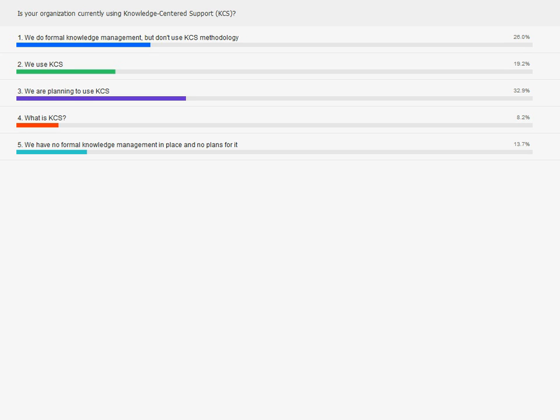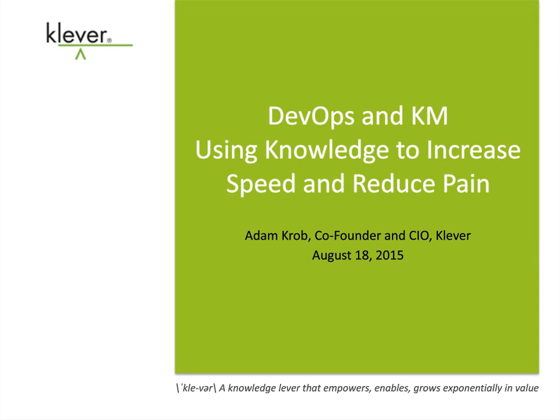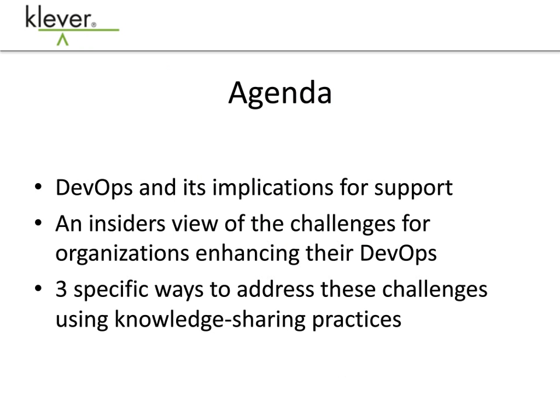All right. Thanks, Roy. And let me just advance the slides up to the beginning of the talk, and we'll get started. So this is DevOps plus knowledge management. It's using knowledge to increase speed and reduce pain. Let me talk to you quickly through the agenda, and then we'll get into the meat of it. So what I want to do is talk about 3 specific areas. First is to give those of you who may not know what DevOps is a little bit of background. Those of you who have heard of it before, maybe it'll be a little bit of a different take than what you've heard before, and then talk about how that's going to impact support, particularly from the knowledge perspective.